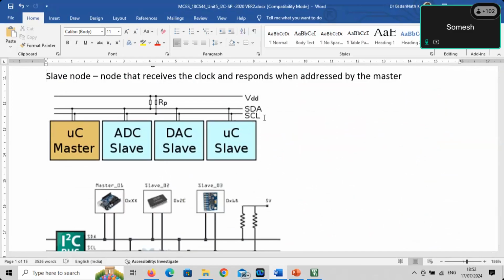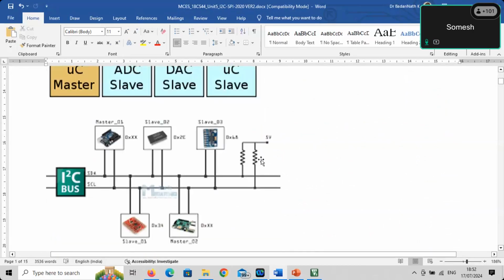Both these wires, which connect the multiple devices, have to be pulled high. You can see that a resistor is used. So what is the minimum requirement of I2C? The two pins which are used to connect multiple devices have to be pulled high to 5 volts. This is a compulsory requirement.